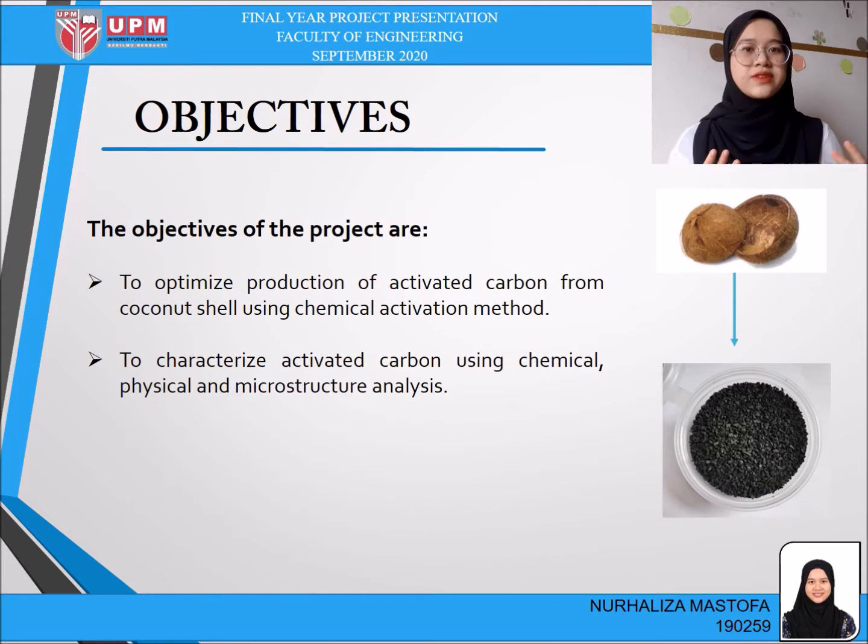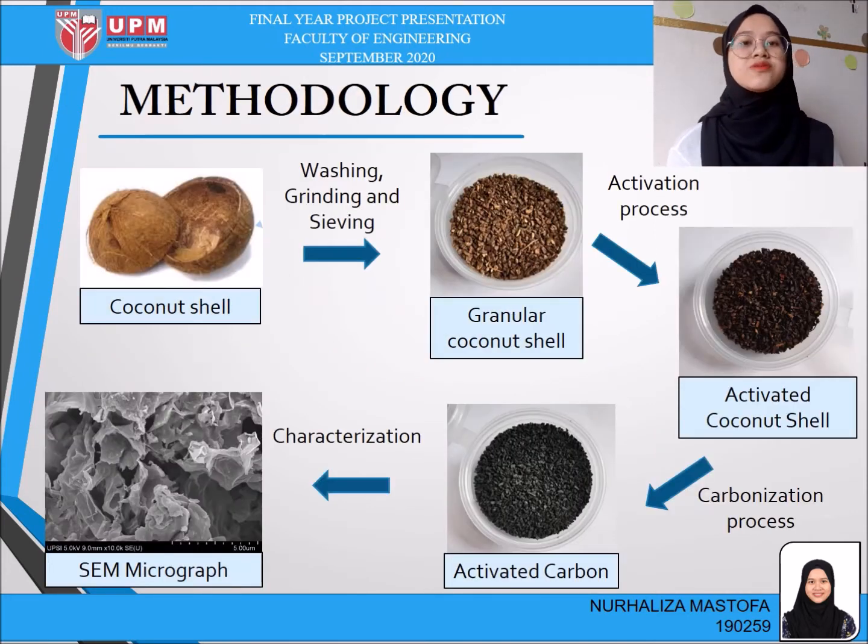The objectives of this project are: first, to optimize production of activated carbon from coconut shell using chemical activation method. Secondly, to characterize activated carbon using chemical, physical, and microstructure analysis. Let's proceed to the methodology of this project. There are 4 main processes. First, washing, grinding, and sieving. Second one is the activation process. Third one is the carbonization process. And the fourth one is the characterization process.